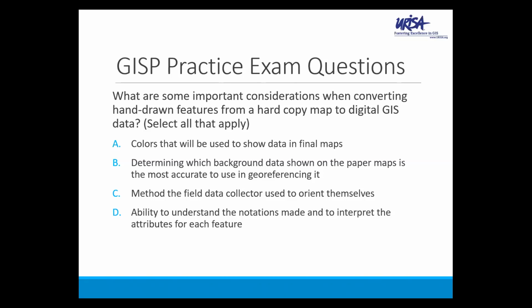Determining the background data shown on the paper maps, which one is the most accurate to use for georeferencing it. Again, that's a good choice. And the ability to understand the notations made and to interpret the attributes for each feature are all probably good considerations. So I would more than likely choose B, C, and D for this question.